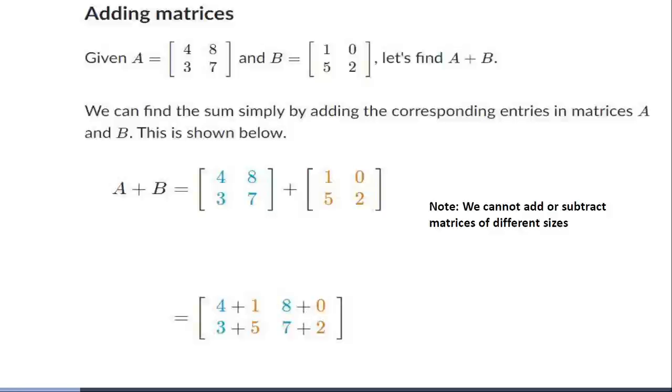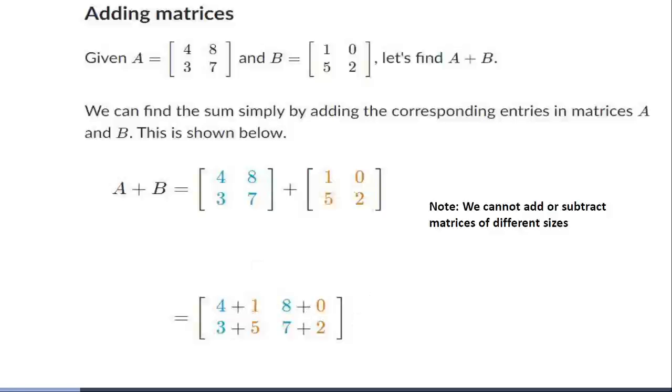Addition of matrices. Suppose we have matrix A and matrix B and want to find A plus B. We can find the sum by simply adding the corresponding entries in matrix A and B as shown. This is matrix A and this is matrix B. We say 4 plus 1, 8 plus 0, 3 plus 5, 7 plus 2 as shown below, and our final answer will be 5, 8, 8, 9. That is how we add matrices.